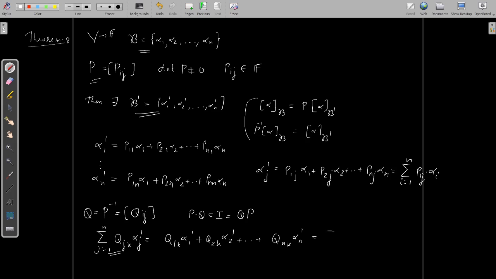The summation can be written as this: alpha j prime can be replaced by this sum. So that means each alpha j prime can be replaced by this expression. That is equal to sigma j equal to 1 to n q j k times alpha j prime. Alpha j prime can be replaced by sigma i equal to 1 to n p i j alpha i. Okay, this is the expression for alpha j prime.